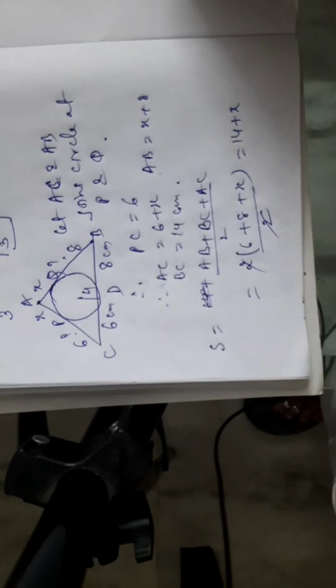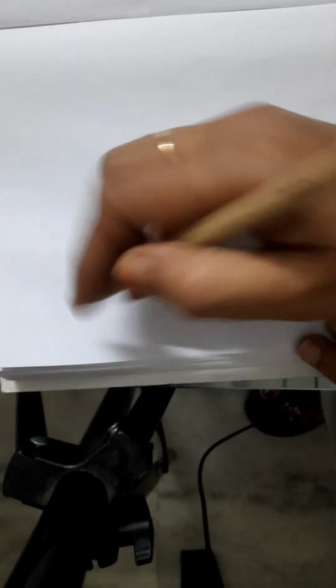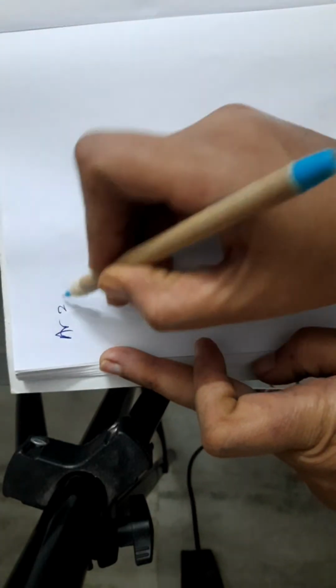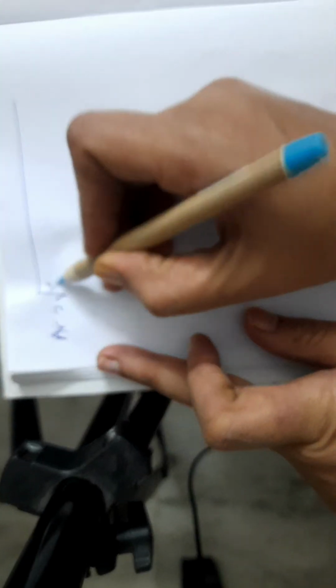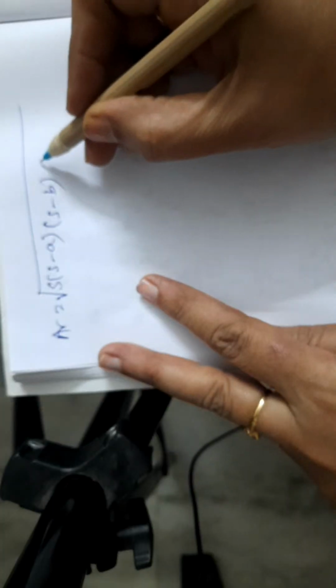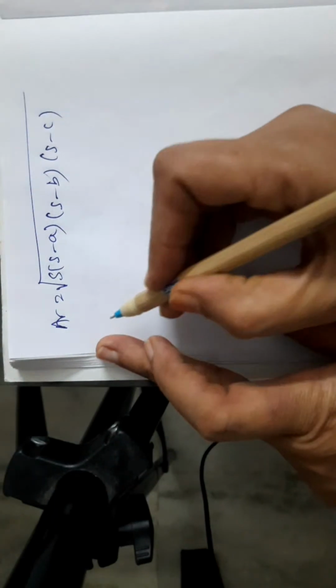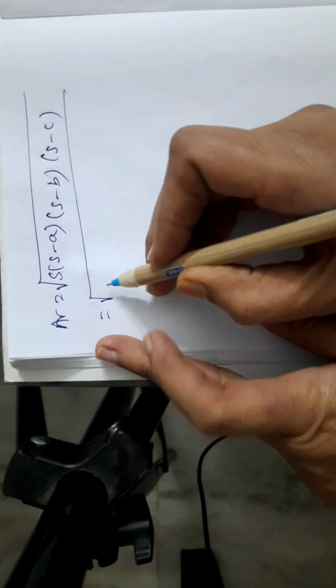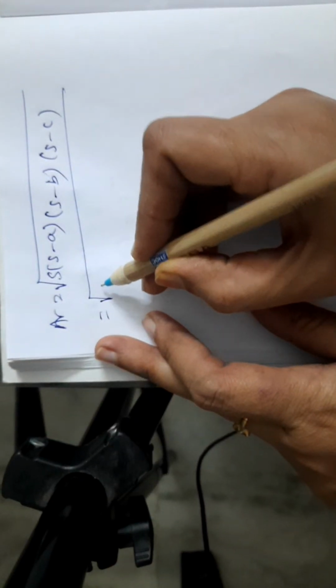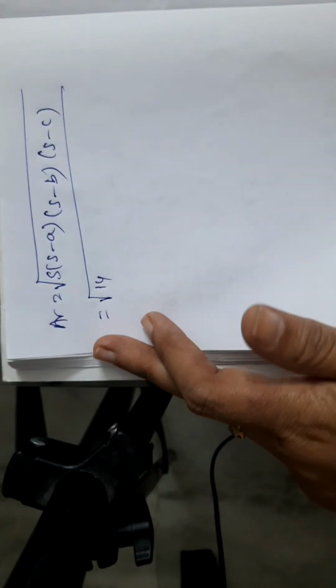Now after getting the semi-perimeter, use Heron's formula. So the formula is: area is equal to under root S into S minus A, S minus B, and S minus C. So here the value of S we got is 14 plus x.